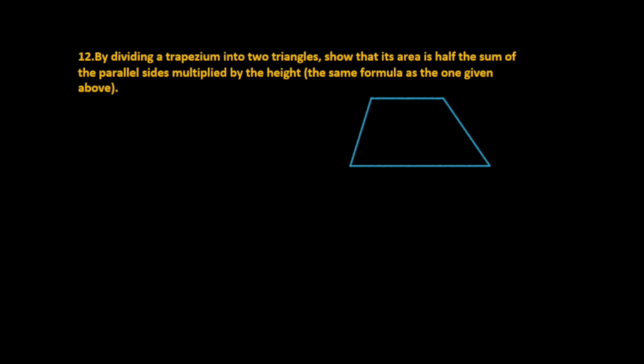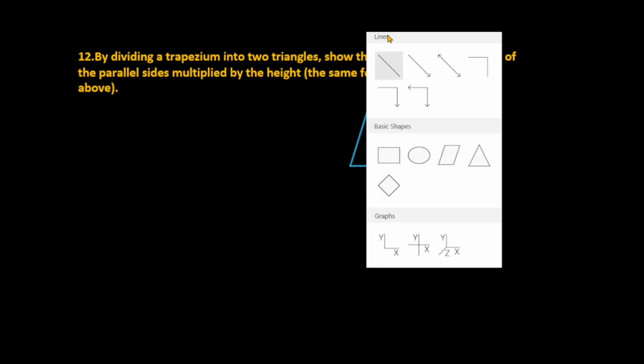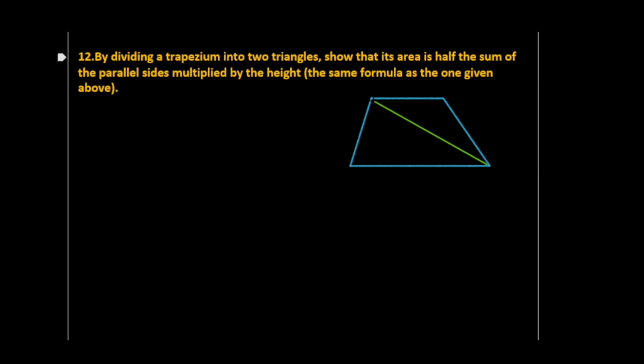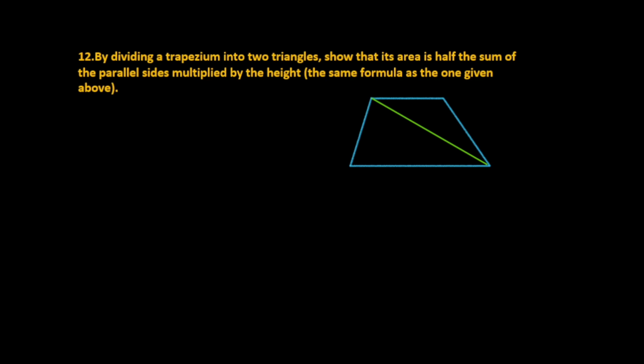So when we are drawing a diagonal, suppose if we are joining this diagonal, we can divide a trapezium into two triangles. So one diagonal will divide the trapezium into two triangles. So A, B, C, D is the trapezium. So BD diagonal divided the trapezium into ABD triangle and BCD triangle.